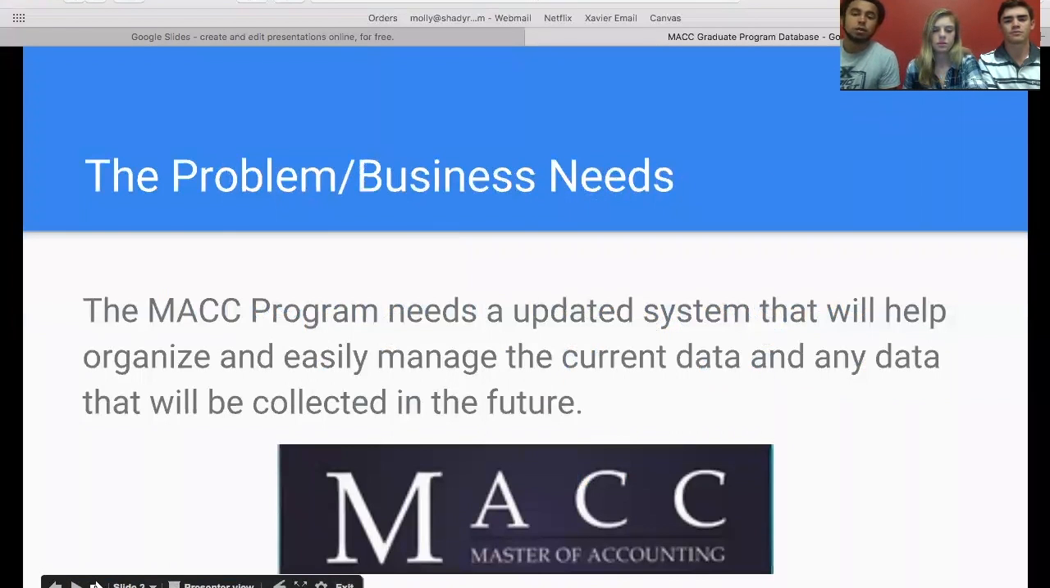So first, we wanted to address the problem, the business needs. The MAC program needs an updated system that will help organize and easily manage the current data and any data that will be collected in the future. So doing this, we looked through three perspectives.